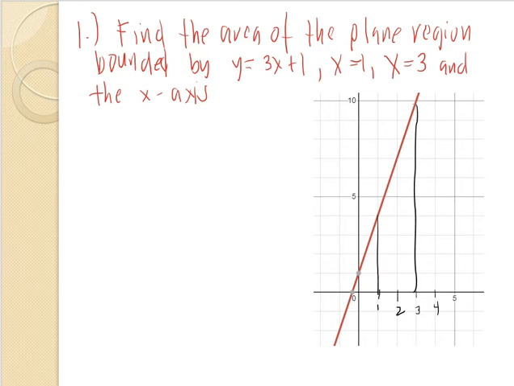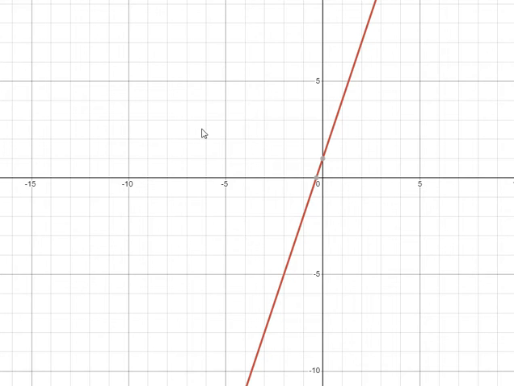First example, find the area of the plane region bounded by y is equals to 3x plus 1, x is equals to 1, x is equals to 3, and the x-axis. Okay, so we have here in this graph, meron tayong linear graph, a line. This is y is equals to 3x plus 1. So if you want to graph, pumunta lang kayo sa desmos.com. You can type in y is equals to 3x plus 1, and this kind of graph will appear.